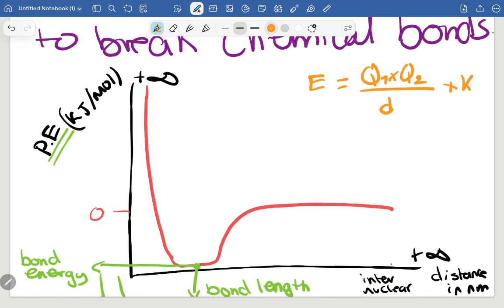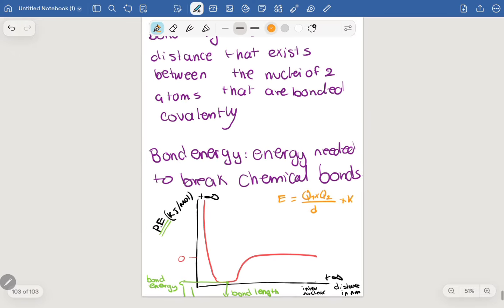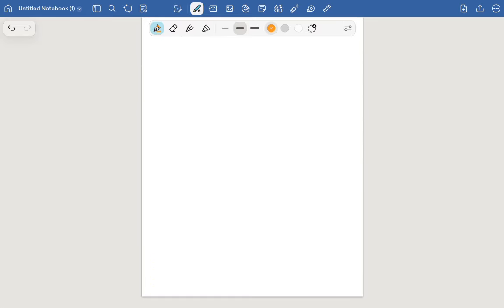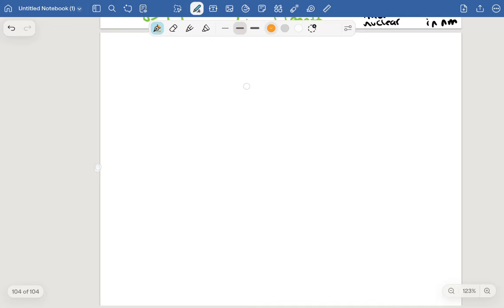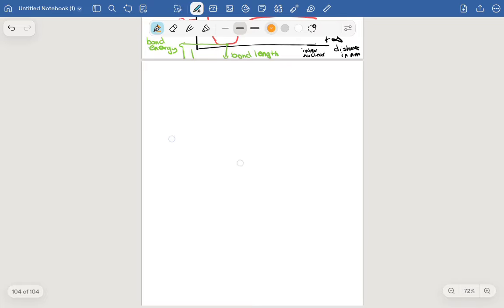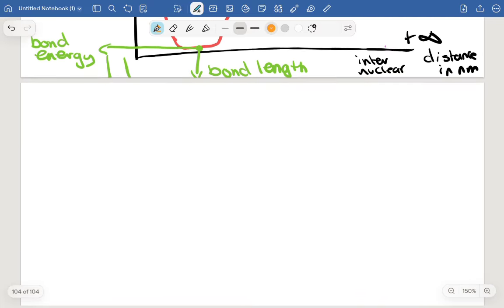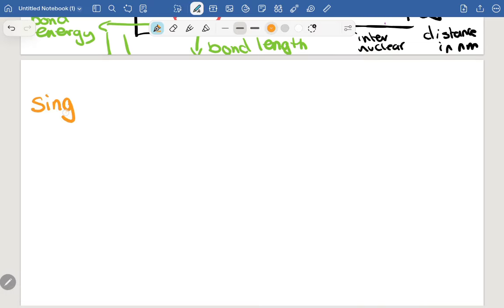Okay, now after that we can move on to single, double and triple covalent bonds. We first of all start off with the single covalent bond, for example, Cl single bond Cl. Single covalent bonds happen when two atoms share 2 electrons to achieve stability. 2 electrons means we have 1 electron from Cl and 1 electron from the other Cl.